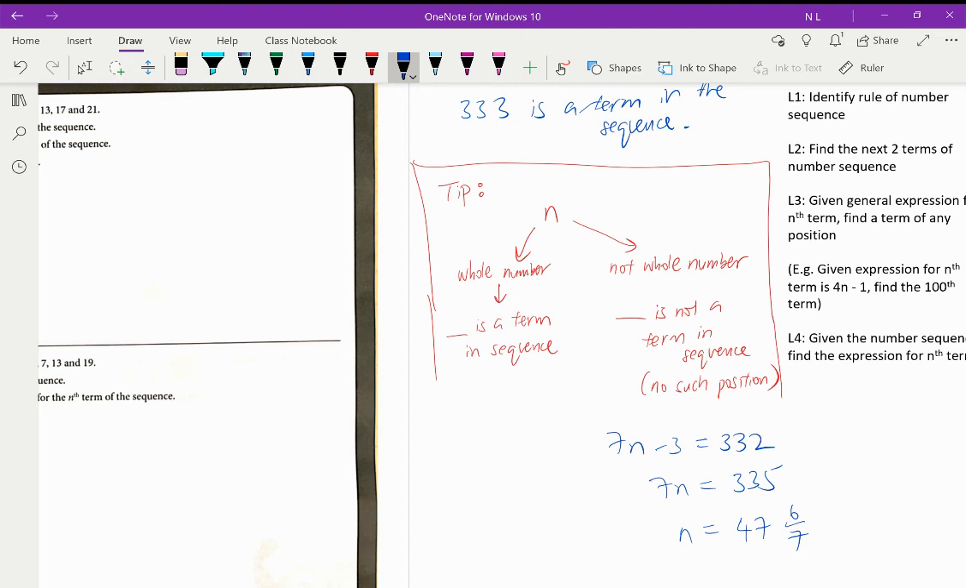Just by looking at the n alone, whether it gives you a whole number or a fraction or decimal, it can tell you whether this particular number that you equate to is part of the number sequence or not. So this is how you check for such type of questions.